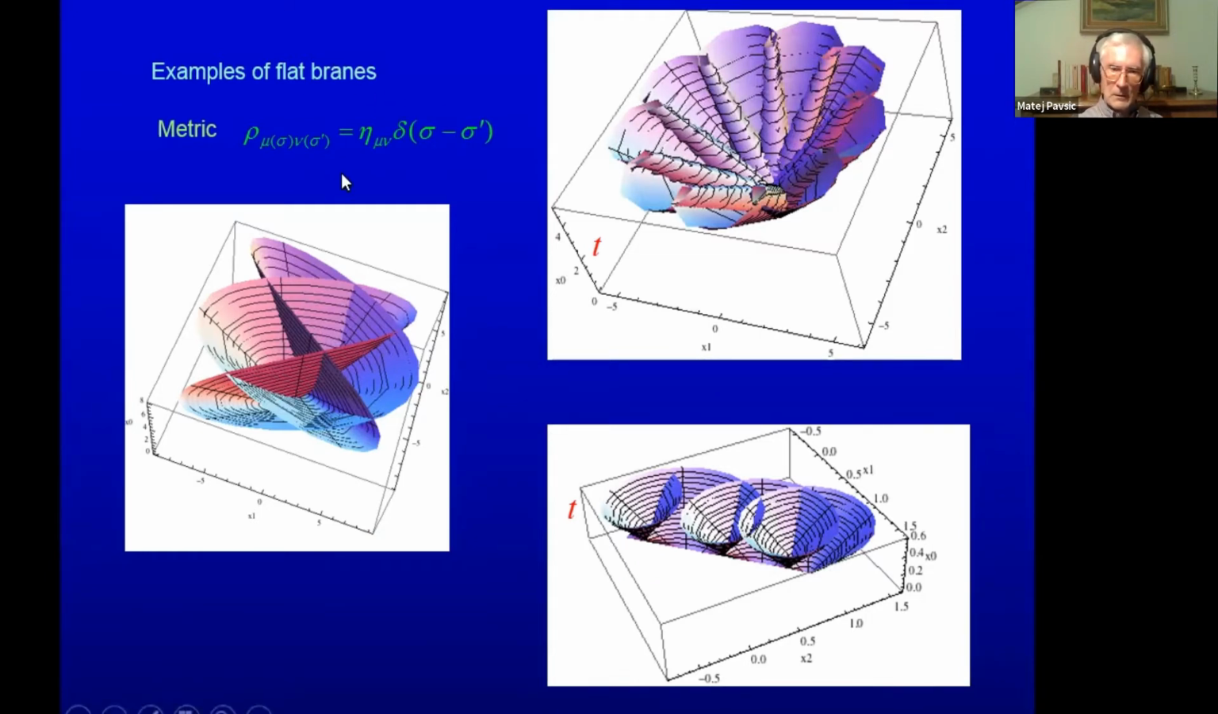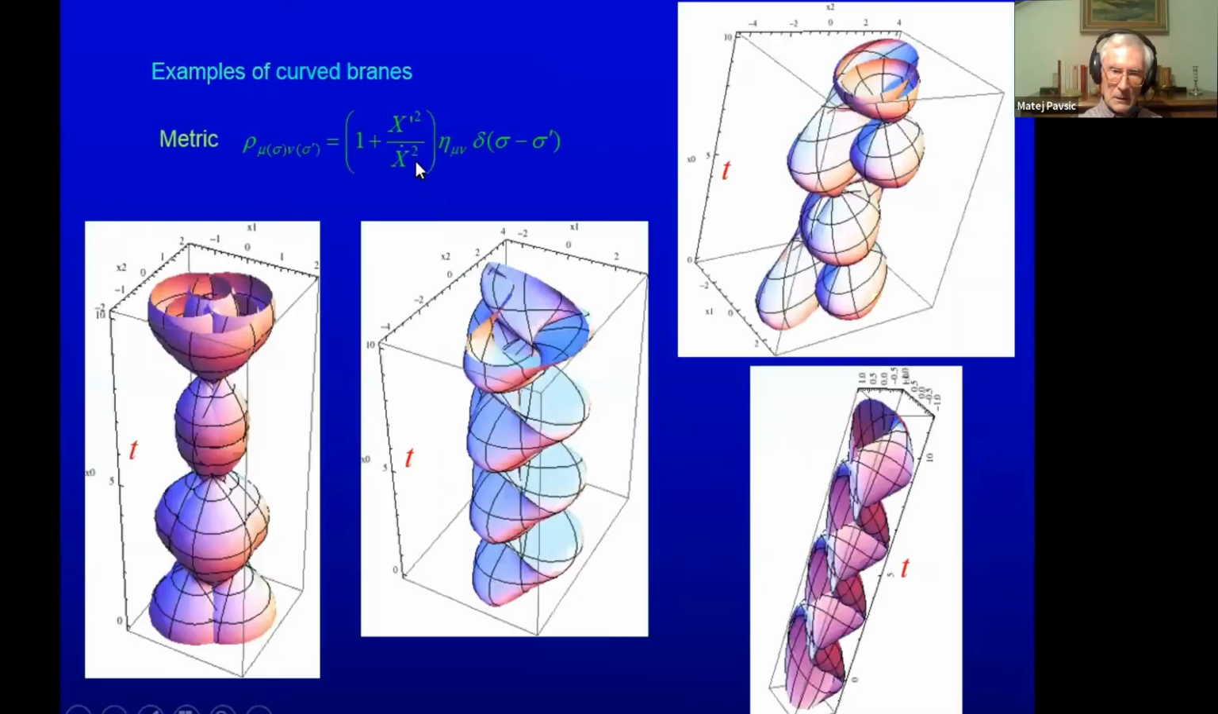So instead of this metric, we can consider this metric. This is no longer a flat brane space, it is curved. And the world lines are no longer flat. So we have these interesting self-intersecting structures. These plots are calculated by Mathematica.